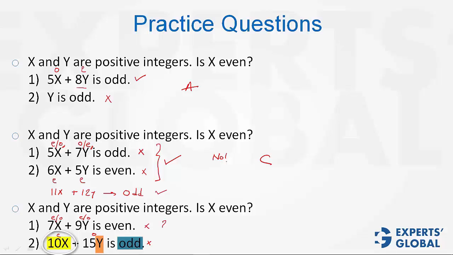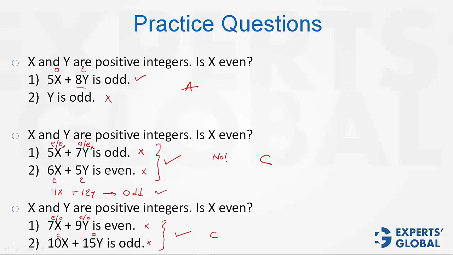On combining, what do we get? Combining, we know that y is odd, and therefore it is the second case that both are odd. So on combining, we know that x is odd, and therefore combining did give us a unique, consistent answer. The right answer is C.